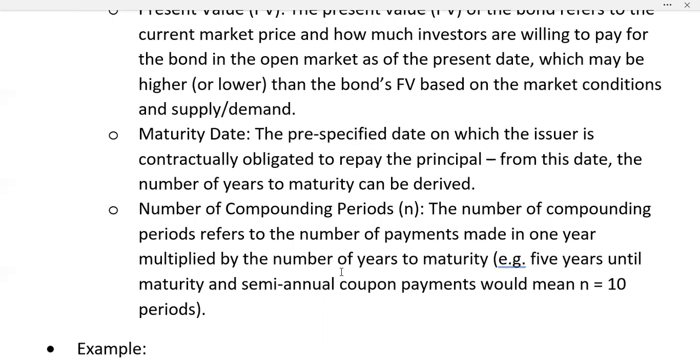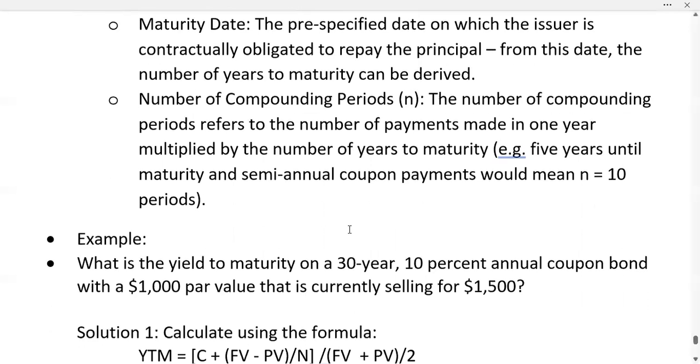And the last one there is N, or the number of compounding periods. The number of compounding periods refers to the number of payments made in 1 year multiplied by the number of years to maturity. For example, if there's 5 years until maturity and semi-annual coupon payments, that would mean you multiply 5 by 2, or N equals 10 periods. So now let's look at examples.